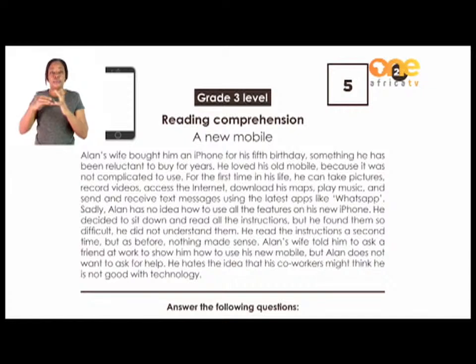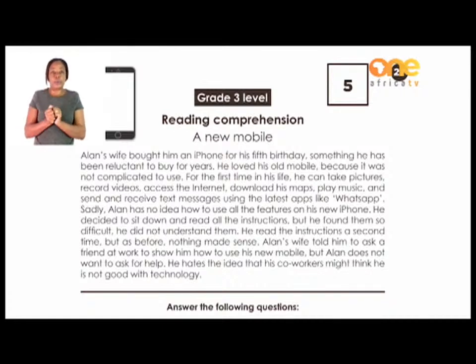Alan's wife bought him an iPhone for his 50th birthday. Something he has been reluctant to buy for years. He loved his old mobile because it was not complicated to use. For the first time in his life, he can take pictures, record videos, access the internet, download his maps, play music, and send and receive text messages using the latest apps like WhatsApp.